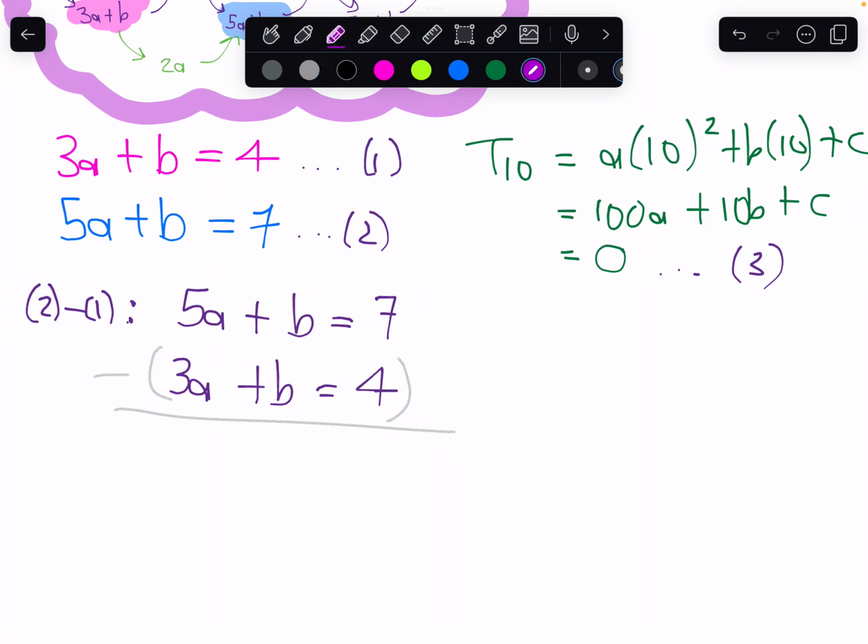And what does it give us? It gives us 2a. We are still in pencil. 2a, the b's cancel out, is equal to 3. We can then divide by 2 on both sides, right? So we get a is equal to 3 over 2, which we can then substitute.